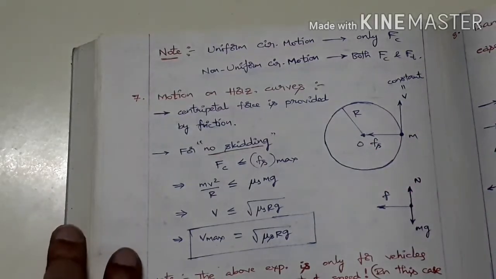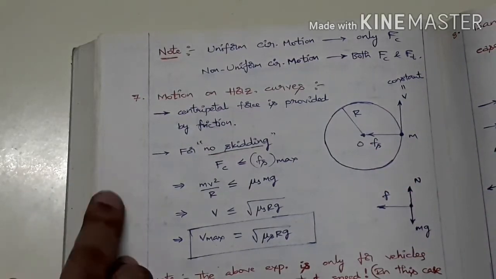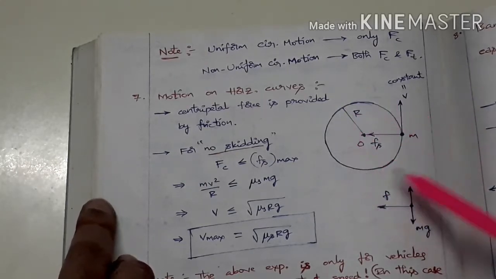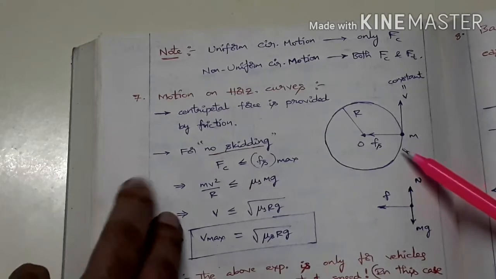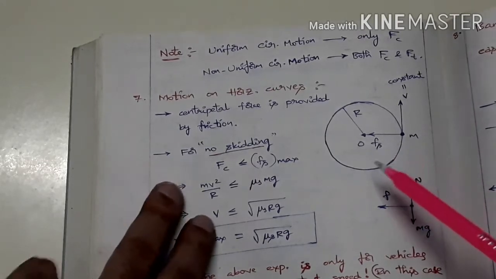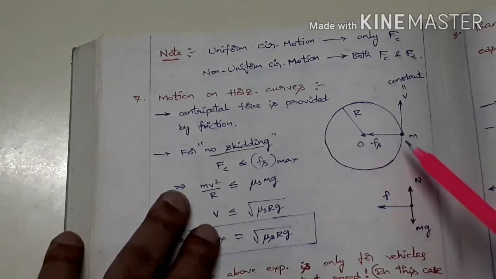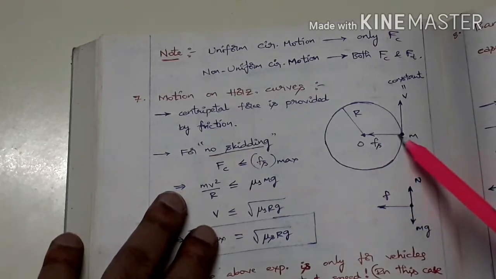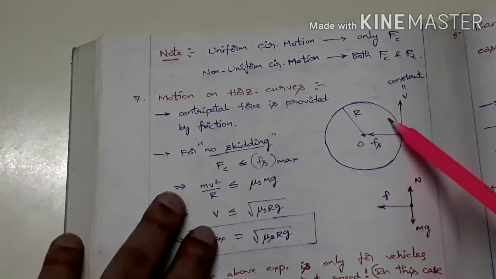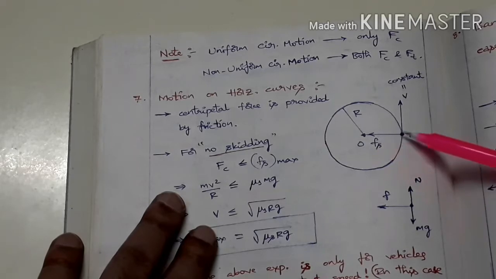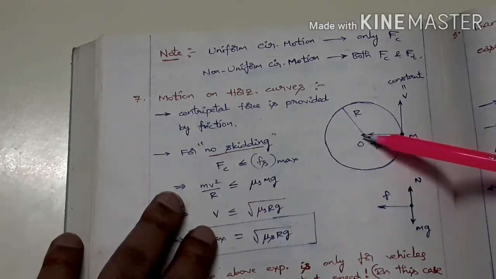Some external agency must be providing the centripetal force to keep a particle on the circular track. Here this particle is moving on the circle, and there must be some external agency providing this centripetal force. And who is providing centripetal force here? Static friction, Fs, is providing. Since this body has a tendency to skid outwards along the radius while performing the circular motion, there must be a centripetal force which is acting along the radius towards the center of the circle.